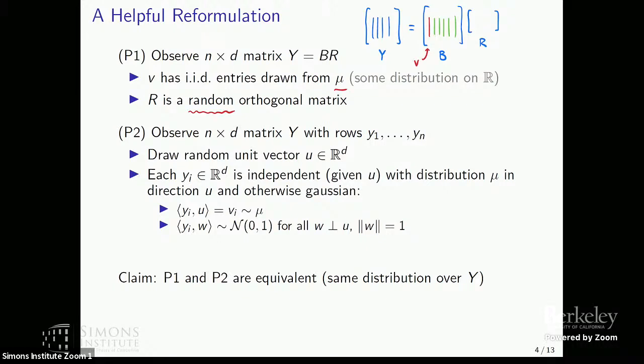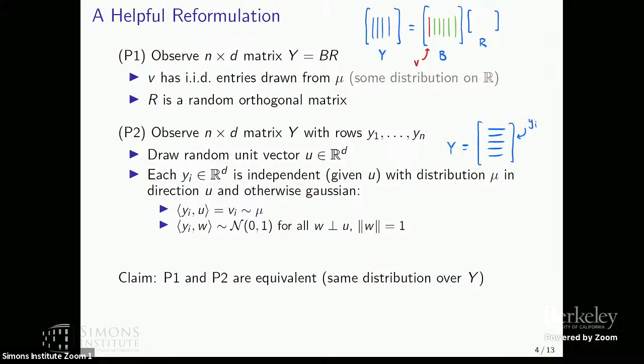And a couple new things. I'm going to call mu just the entry-wise distribution of the planted vector. So you can imagine it's some kind of sparse thing. And we're going to imagine R is a random orthogonal matrix. Now let me tell you about the other problem, which turns out to be the same.